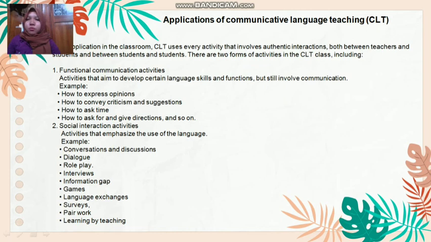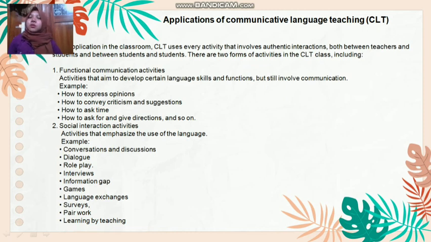The first, functional communication activities that aim to develop certain language skills and functions but still involve communication. For example, how to express opinions, and then how to convey criticism and suggestions, and then how to ask the time, how to ask for and give directions, and so on.